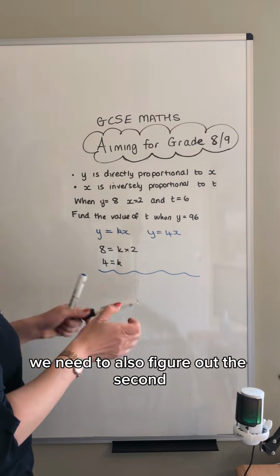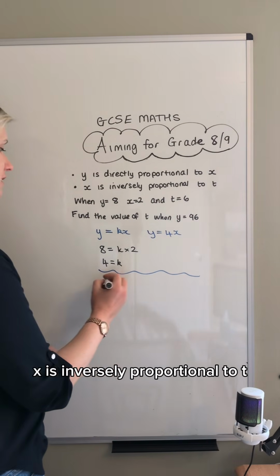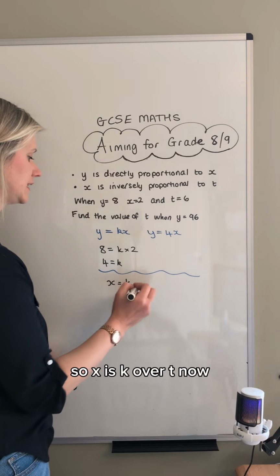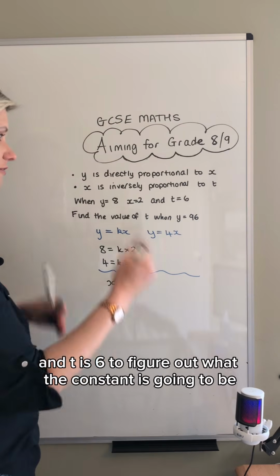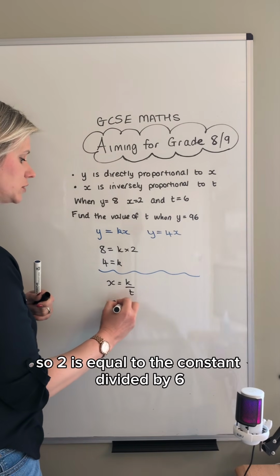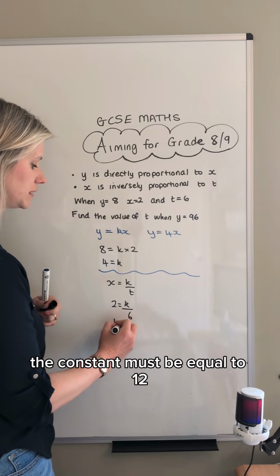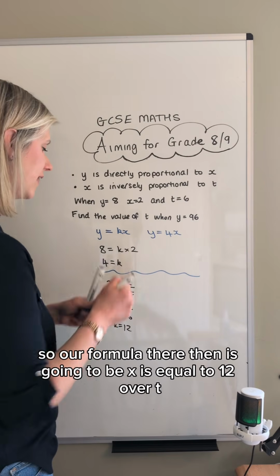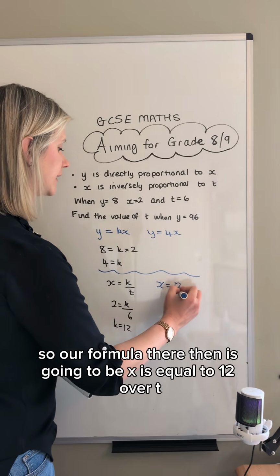We need to also figure out the second. X is inversely proportional to T. So X is K over T. Now we can use the values X is 2 and T is 6 to figure out what the constant is going to be. So 2 is equal to the constant divided by 6. The constant must be equal to 12. 6 times 2 is 12. So our formula there then is going to be X is equal to 12 over T.